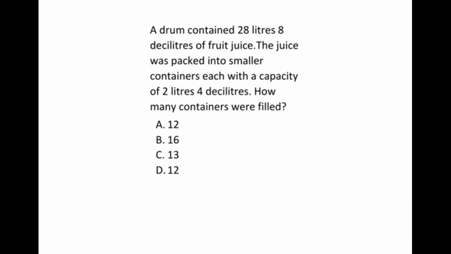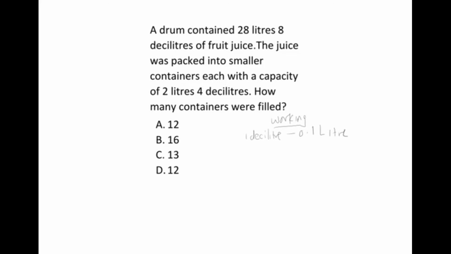A drum contains 28 liters 8 deciliters of fruit juice. The juice was packed into smaller containers, each with a capacity of 4 liters 4 deciliters. How many containers were filled? So working. So we have our drum containing 28 liters 8 deciliters. Then we have 1 deciliter as 0.1 liters.